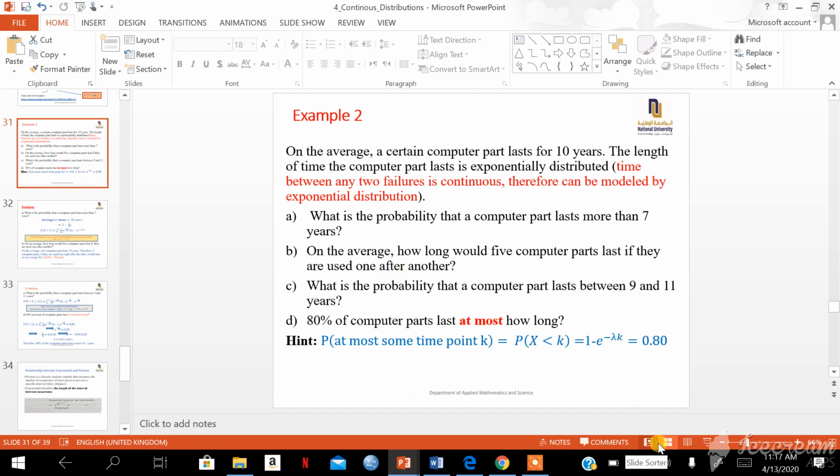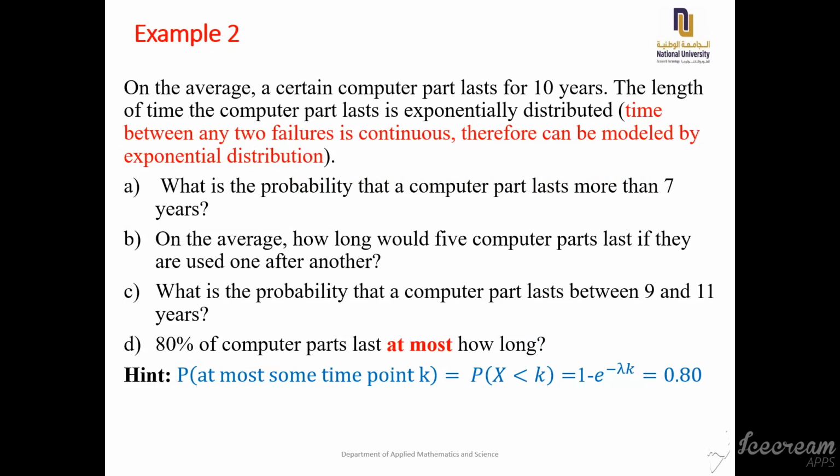So we will solve now example 2. On average, a computer part lasts for 10 years. The length of time the computer part lasts is exponentially distributed. So it means that the time between the failure of different parts is a continuous random variable, and it can be modeled as an exponential distribution.